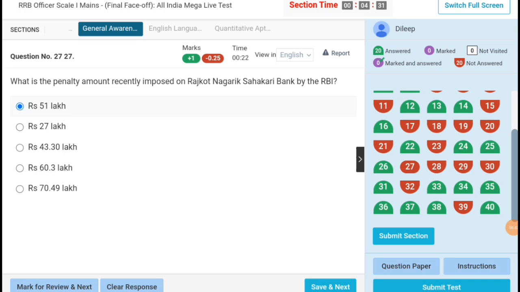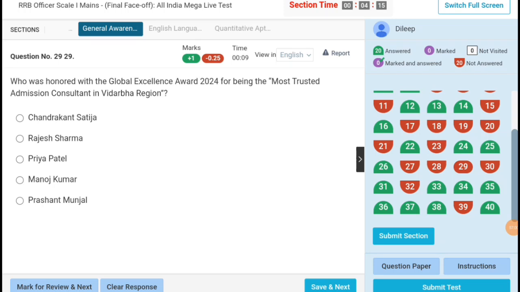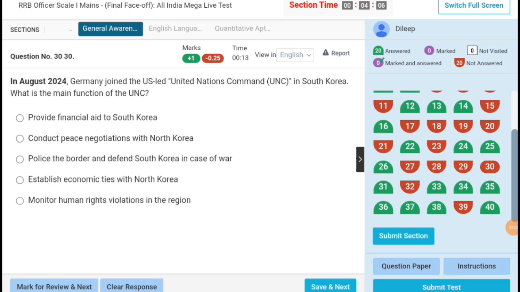I think it is 57 or 23 27. Global Excellence, Vidarbha region. I think in August 2024 Germany joined the US-led United Nations Command in South Korea. What is the main function of the United Nations Command? I think conduct peace negotiations.